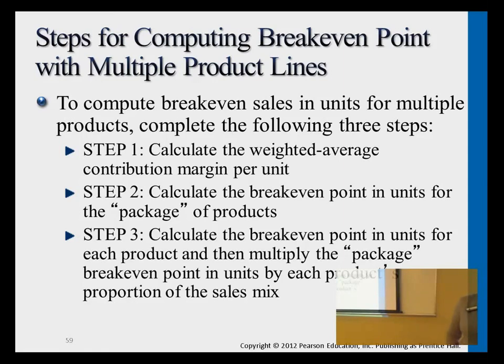Okay, so what are the steps? First, we calculate the weighted average contribution margin per unit, then the break-even point in units for the package of products, for that number of products together. And then we'll calculate the break-even point in units for each product. We'll multiply that bundle, that package, break-even point in units by each product's proportion of the sales mix. Okay? So the best way is to look at the example. What does it mean?